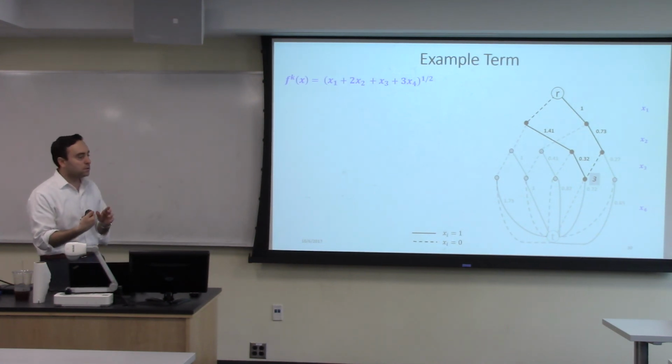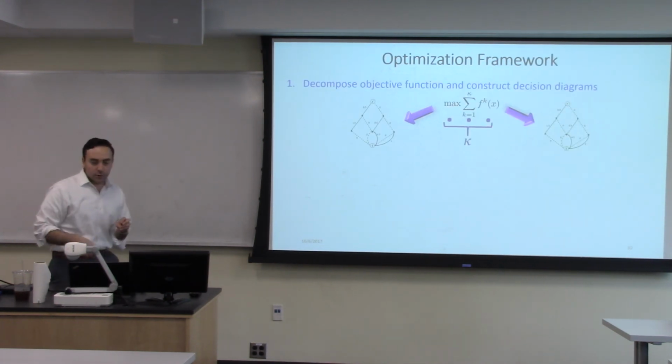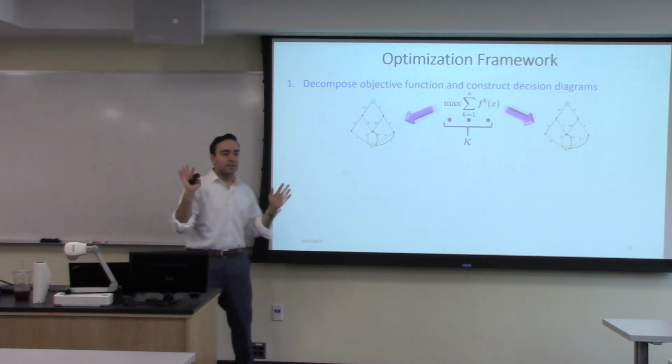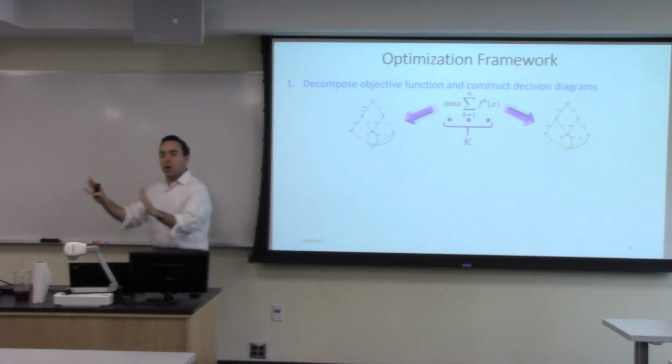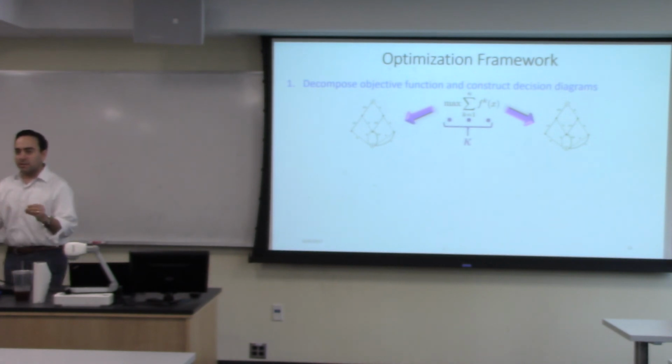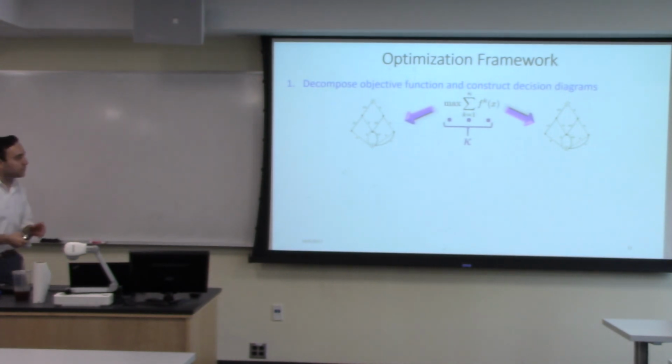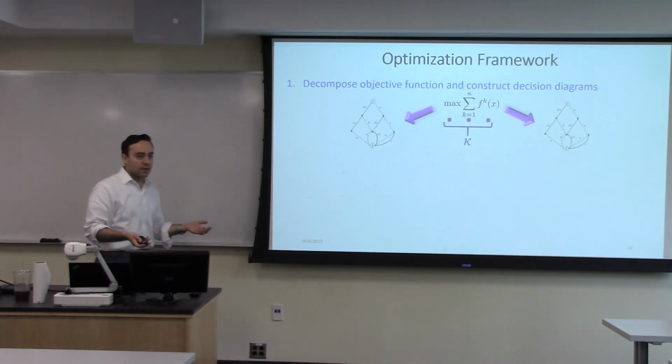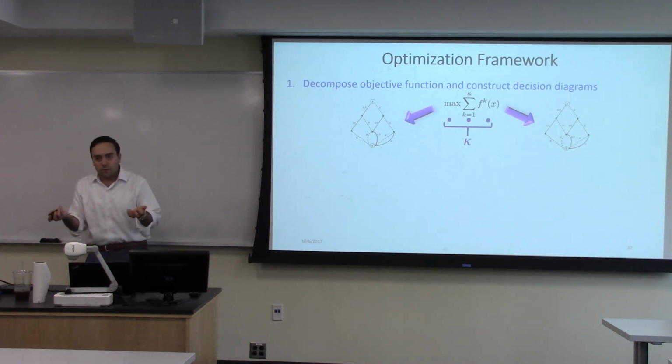Okay, so high-level view again. Suppose we could build these diagrams exactly for each term. Let's just assume that's possible in the memory space that we have for solving this problem. Okay? We decompose, we build it. I don't really care about what the functional forms are yet.